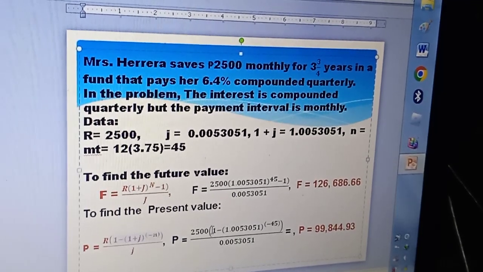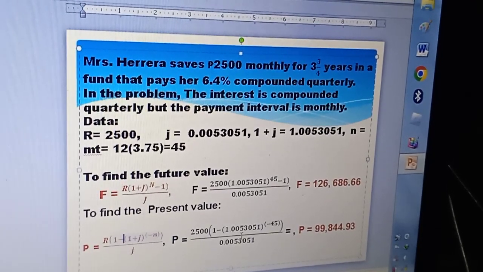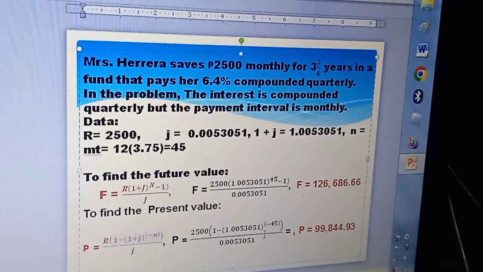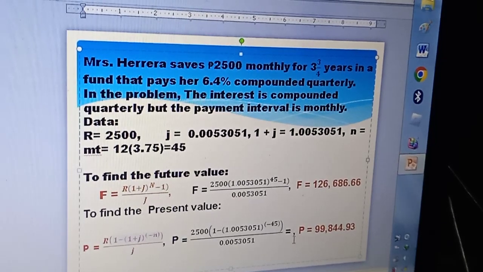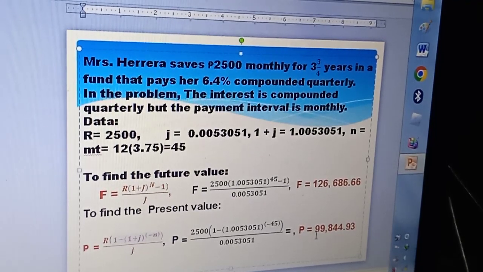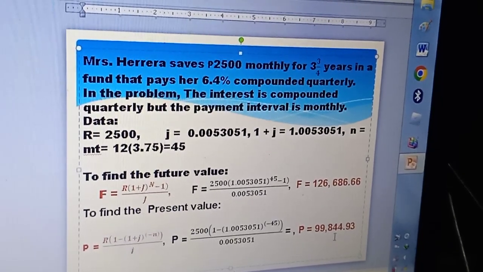So we substitute: 2,500, open parenthesis, 1 minus the 1 plus j, which is 1.00535051, close, raised to negative 45, over 0.00535051. That gives us P is equal to 99,844.93.